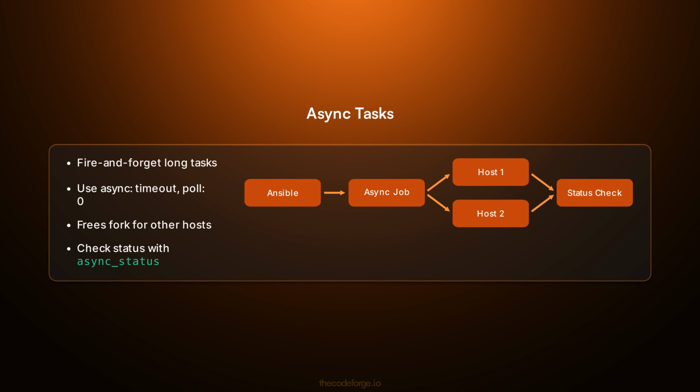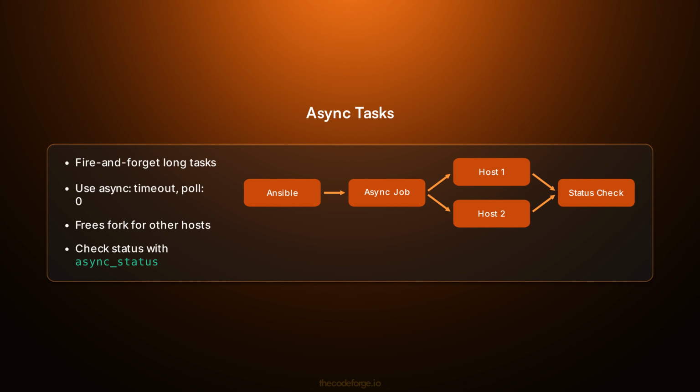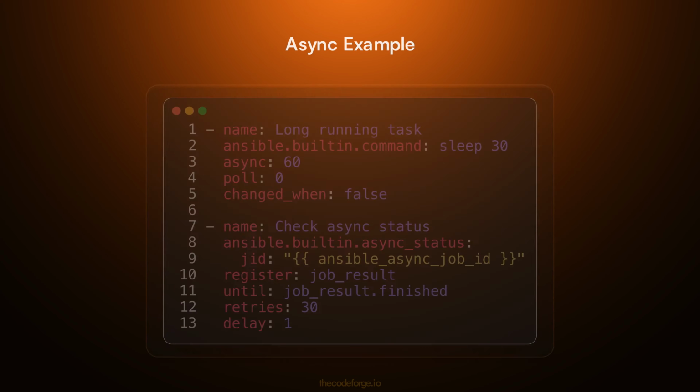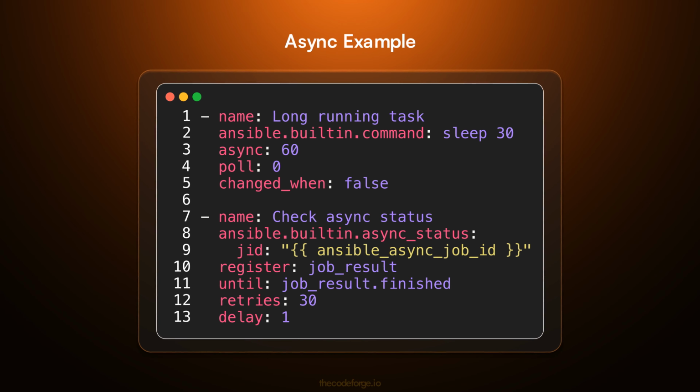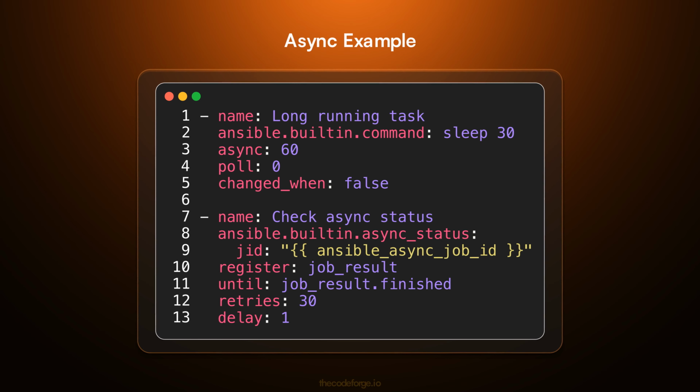Async tasks let you start a long operation and move on. Set async 300 and poll 0 to fire and forget. Later, use async_status to check completion. This prevents blocking forks. Here's a complete async example. The first task runs in background. The second polls until finished. Adjust retries and delay based on expected duration.